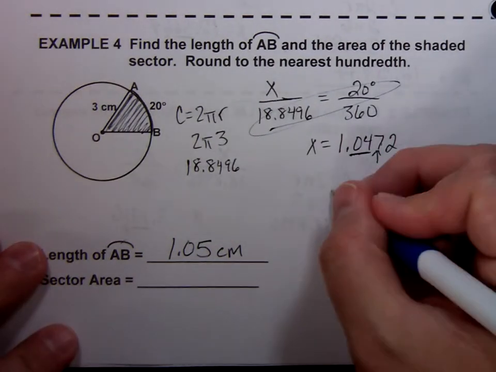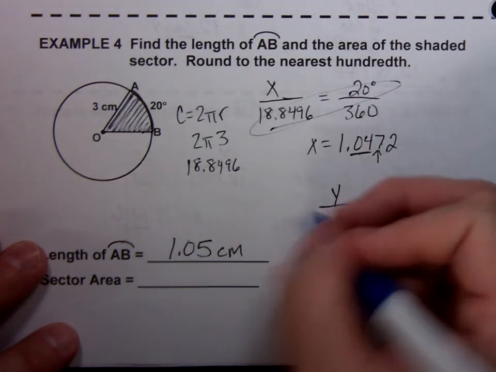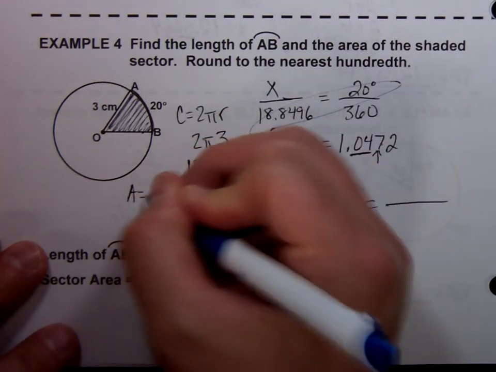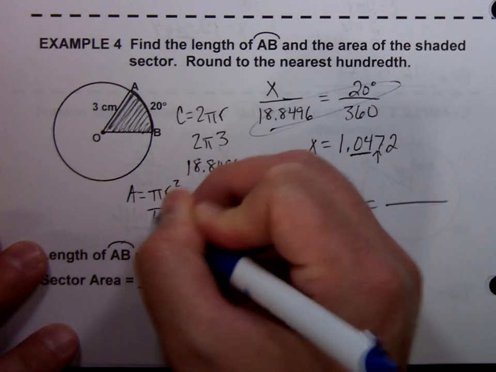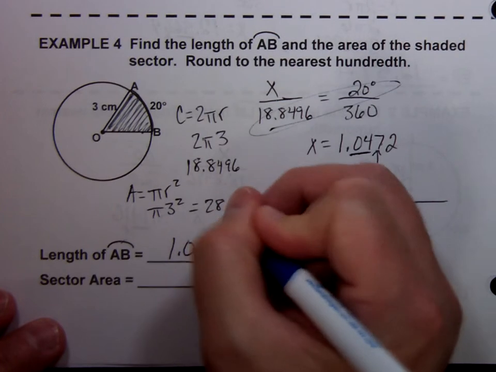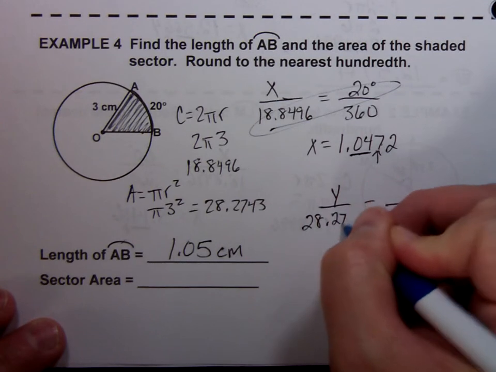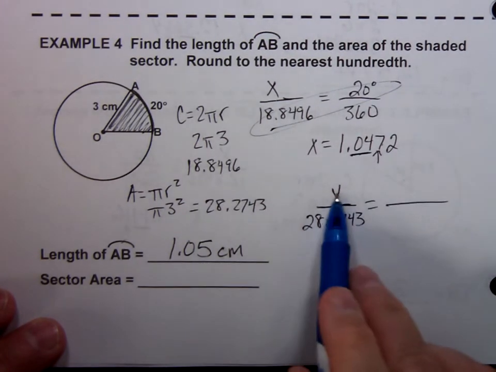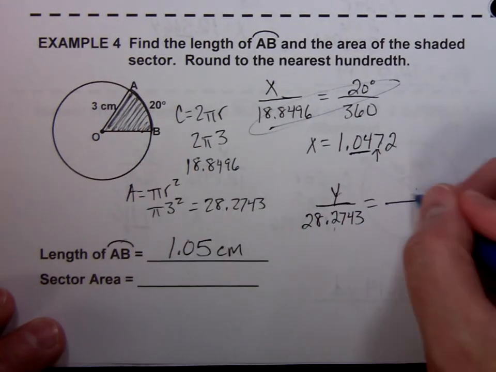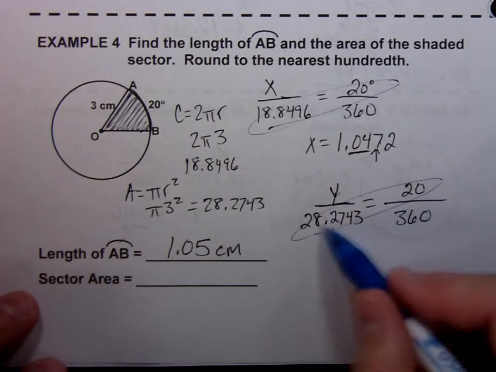Now when we set up sector area, I'm going to use Y for sector area since we already used X for arc length. Sector area goes over total area of a circle, so I need to know the area of the circle. So area is pi r squared, so that's pi times 3 squared, which is 28.2743 approximately. Again, if we're rounding to the nearest hundredth at the end of the problem, I'm keeping a couple extra in the middle of the problem. So here, sector area, which I don't know, over the total area, and then central angle over 360, which is still 20 over 360. So again, here's our proportion. We cross multiply. Multiply these, divide by 360.